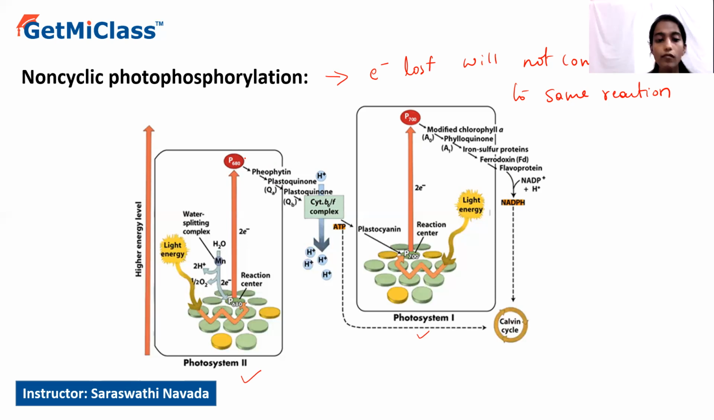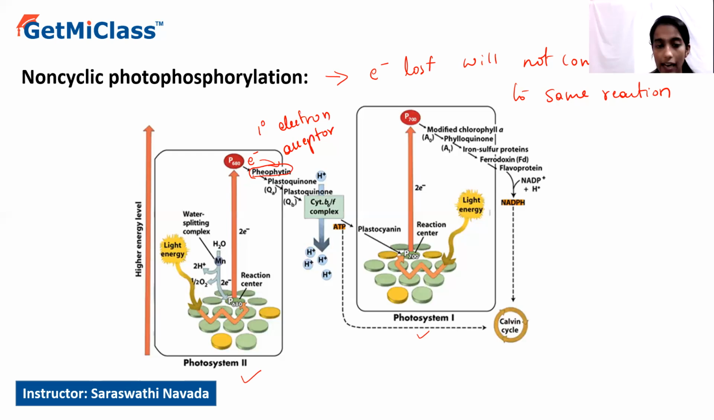So here the excited electron won't come back to its original reaction center. So upon excitation, this electron will be accepted by the primary electron acceptor. And this primary electron acceptor involved in non-cyclic photophosphorylation is called pheophytin. So pheophytin accepts the high energy electron and it gets reduced. And upon reduction, pheophytin should again be ready to accept another electron that is coming during the photophosphorylation or during the light reaction.